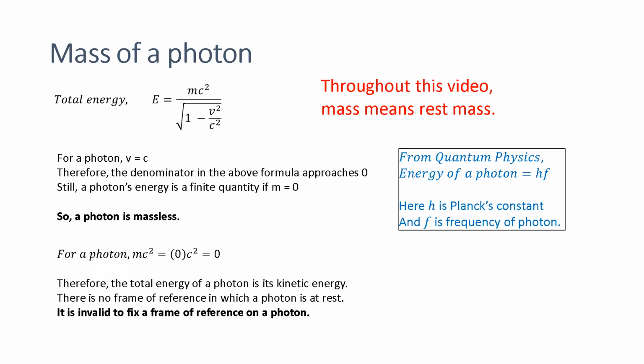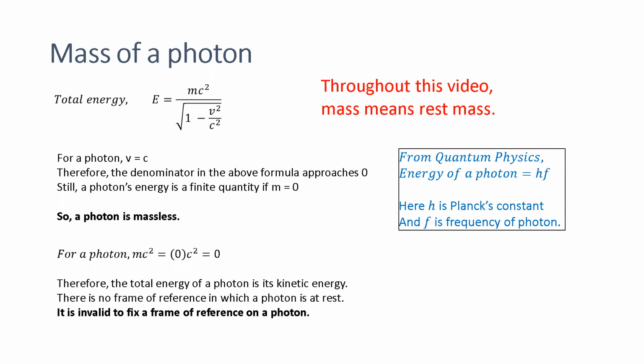For a photon, mc² equals 0 into c², which equals 0. Therefore, the total energy of a photon is its kinetic energy; total energy equals kinetic energy for a photon. There is no frame of reference in which a photon is at rest, which means there is no frame of reference in which the kinetic energy of a photon is 0. Note that it is invalid to fix a frame of reference on a photon itself.